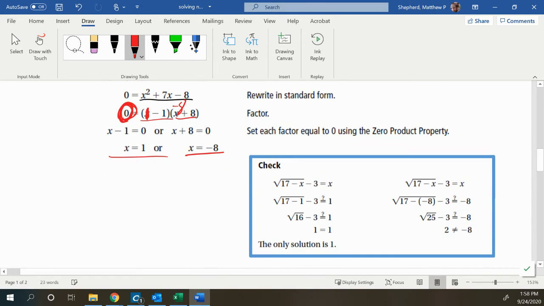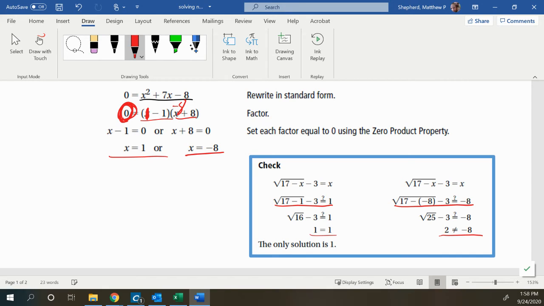Now, as we check both of them, notice how in this one, they plugged in the 1, and over here they plugged in the negative 8. When we plugged in the 1, we got 1 is equal to 1. That's true. That is the solution. However, when we plugged in the negative 8 and began solving through, we only got 2 is not equal to a negative 8. So we got a false statement. Okay, 2 does not equal negative 8.